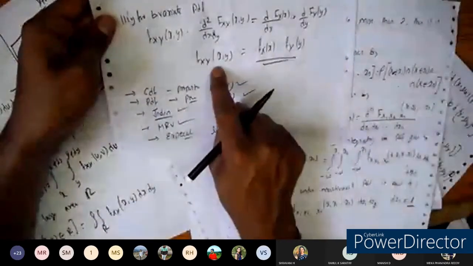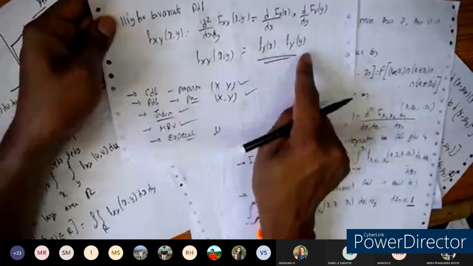Or for the independent random variables, we can say it here. So independence also, the same concept will apply here. So for the independent random variables, fxy of x comma y is equal to fx of x into fy of y. Okay, so let us take this one here. I'm going to apply that concept here and compare that one.